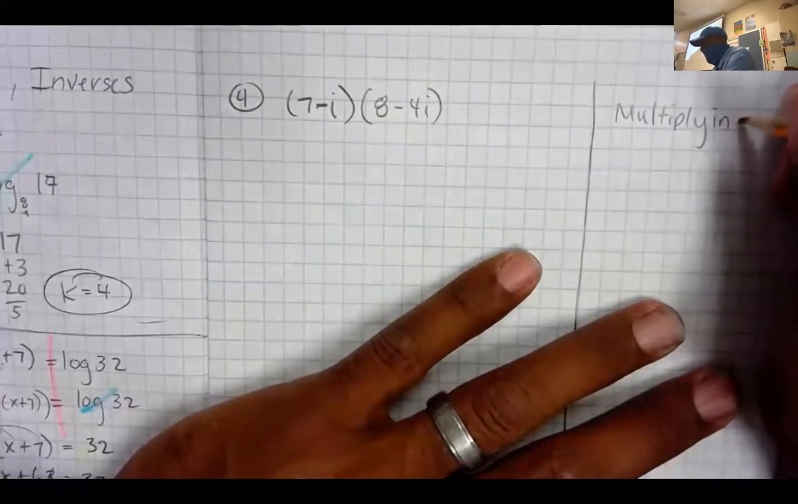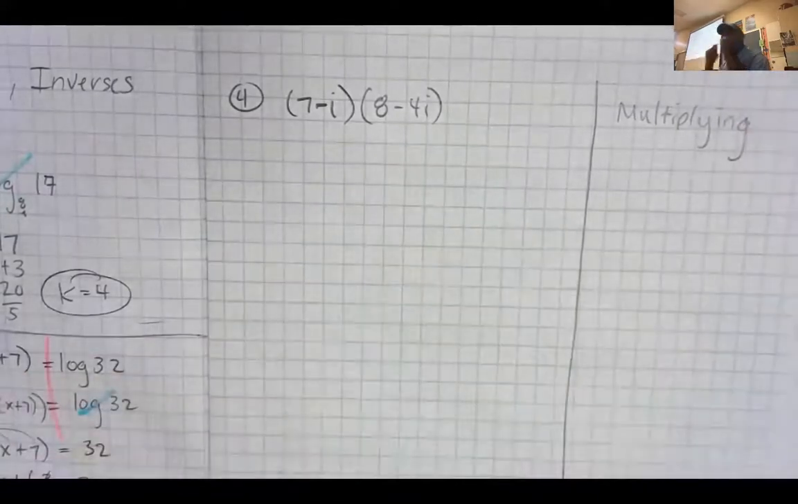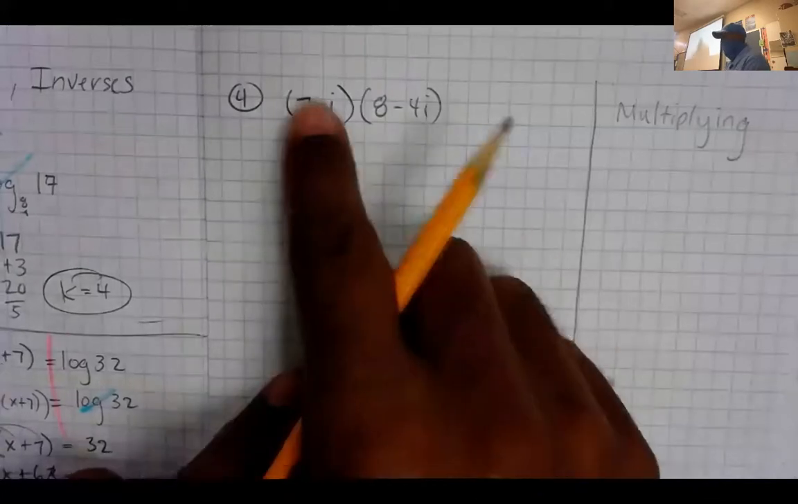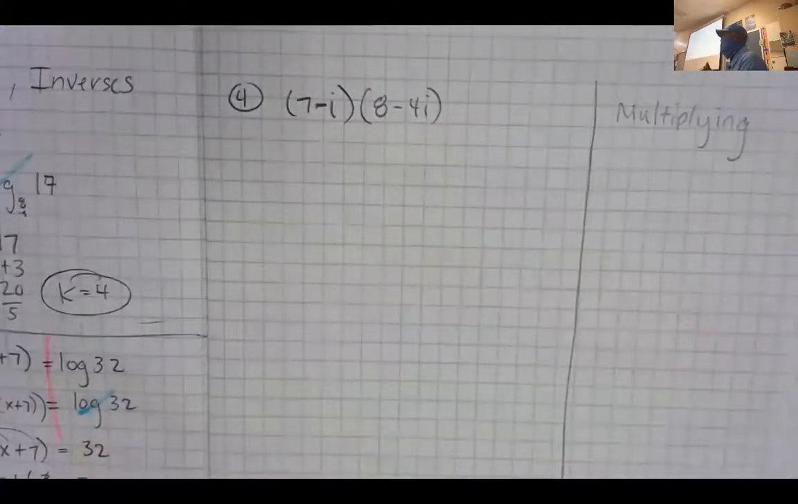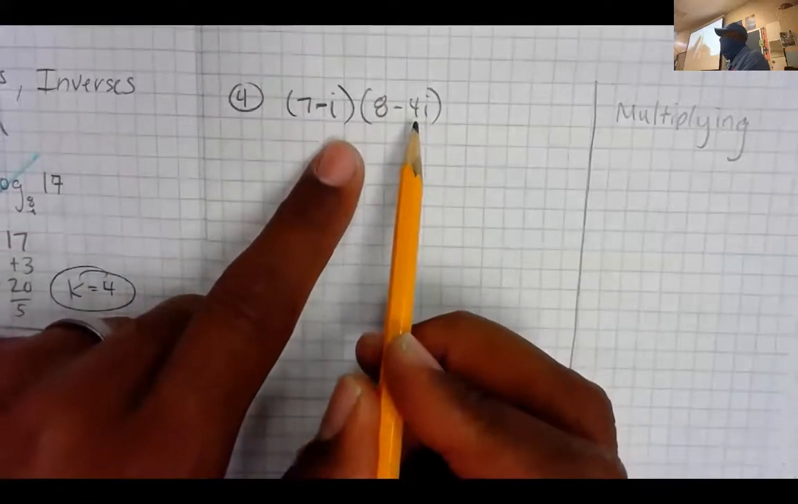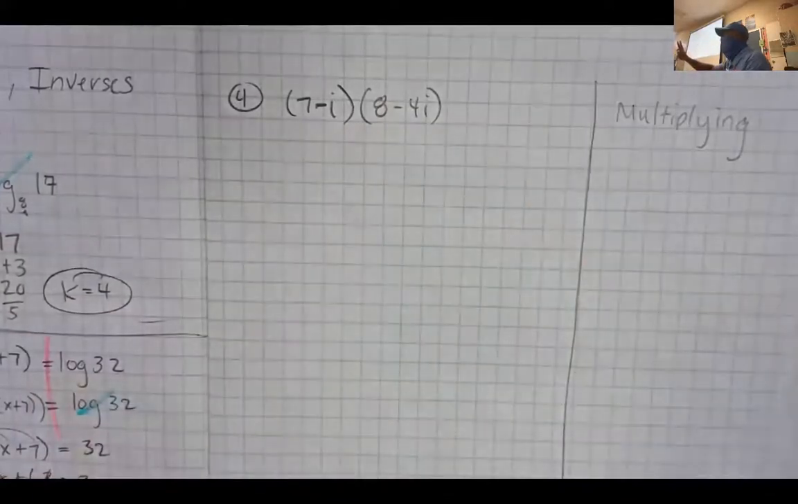Multiplying. All right, so we got two binomials, two numbers here, two numbers here. What are some ways we can multiply this? Give me some methods. Multiply 7 and 8. Negative i and negative 4. Okay, so you're going to do the first, the last. What else you got to do? There's two more you got to multiply.